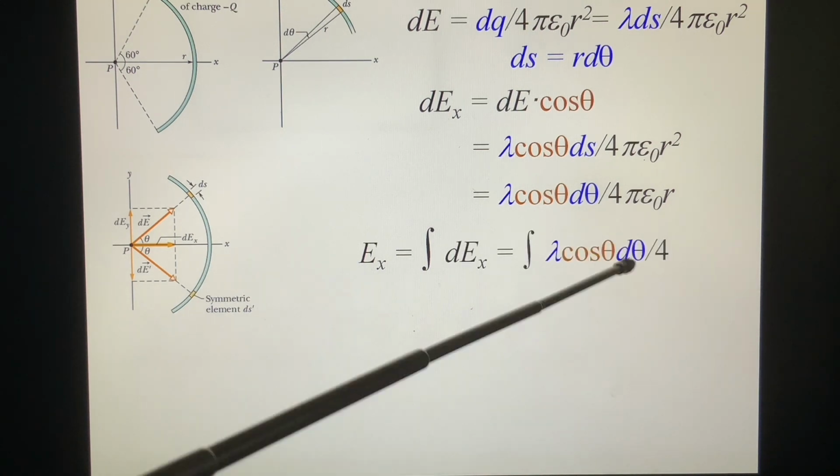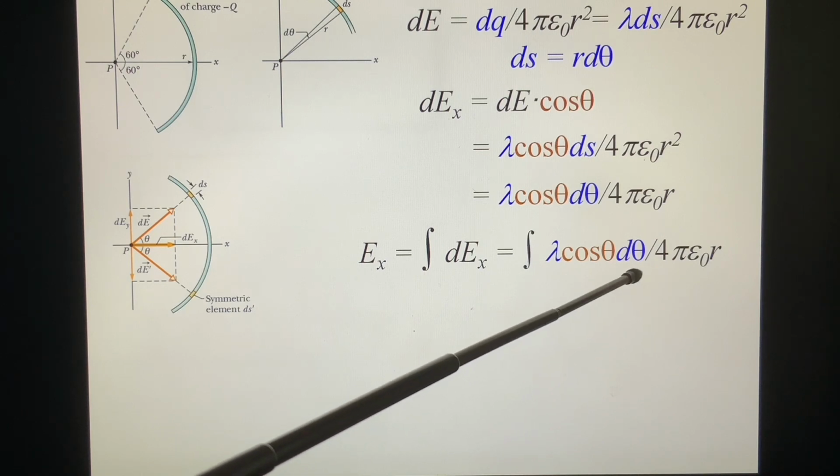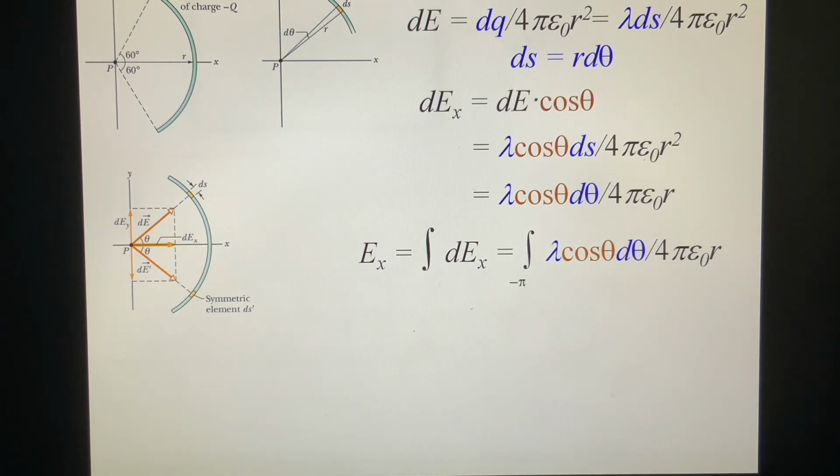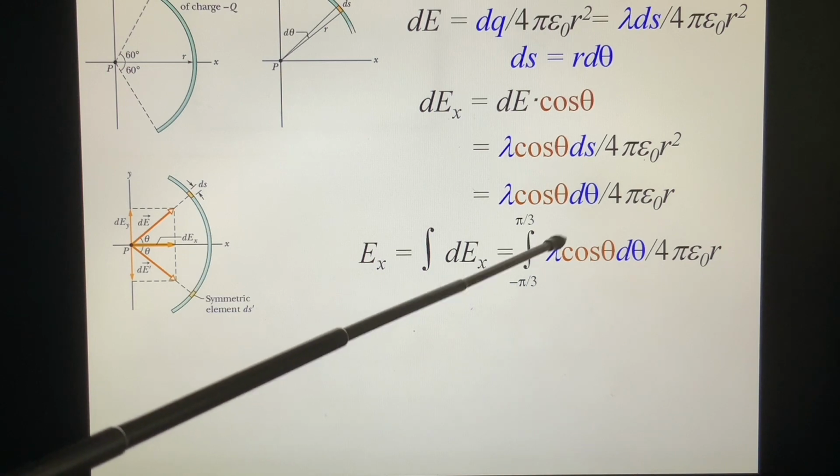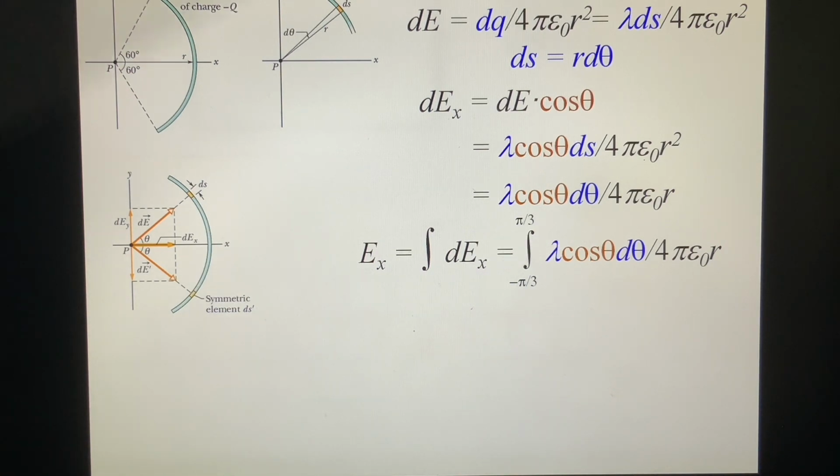This integration is very simple because cosine theta is sine theta. The r is constant, okay? And we're starting from minus 60 degrees, minus pi over 3, to positive pi over 3, okay? And this is a very simple integration.